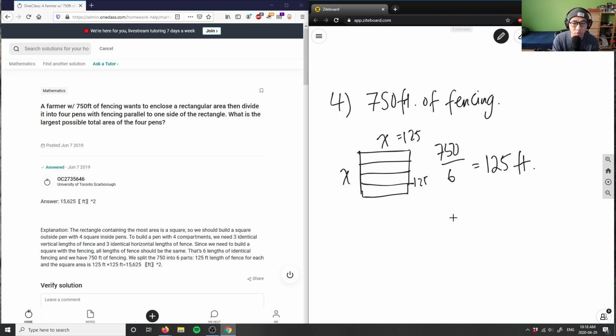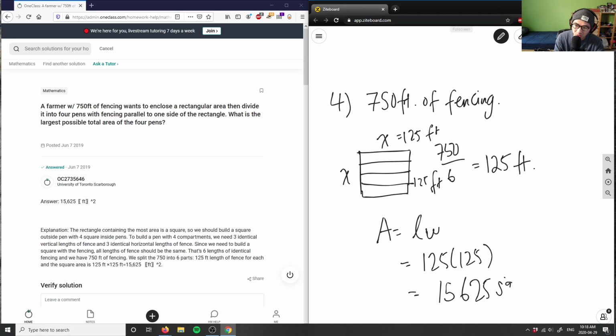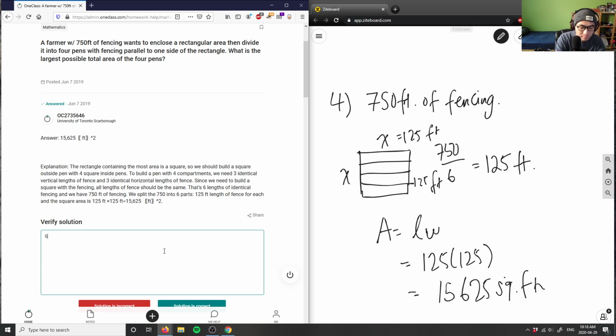So if I have 125 feet for one of the sides here, I can simply calculate the area, right? The area is simply length times width for a square. In this case, length and width are both the same, right? So it's 125 times 125 here, which would give me an answer of 15,625, and this is square feet. So this here is my correct answer, and they have the correct answer as well. So this solution is correct. Good analysis.